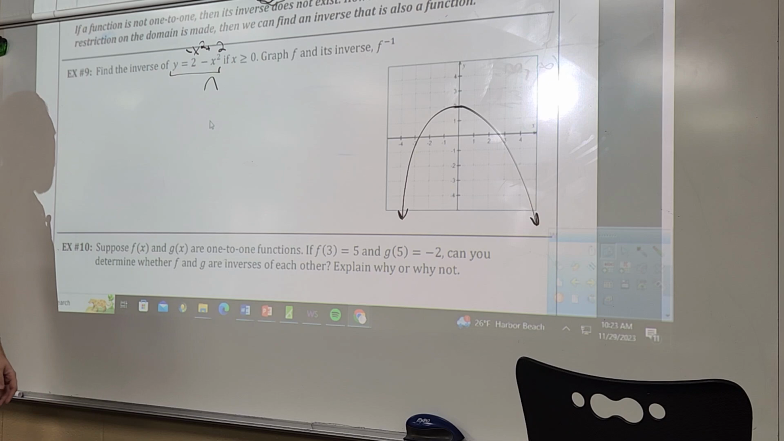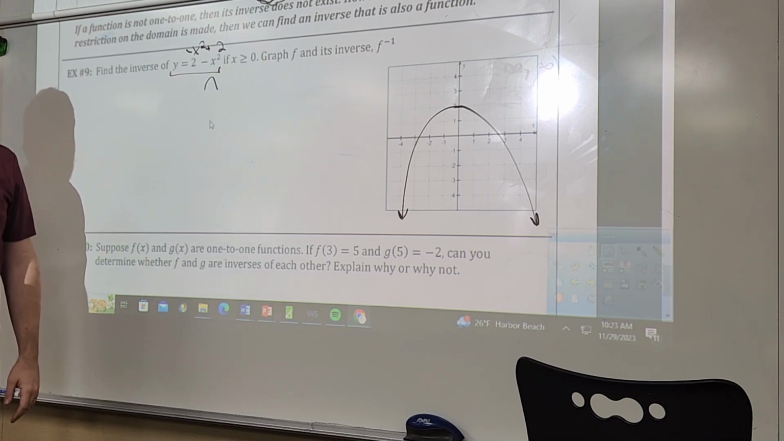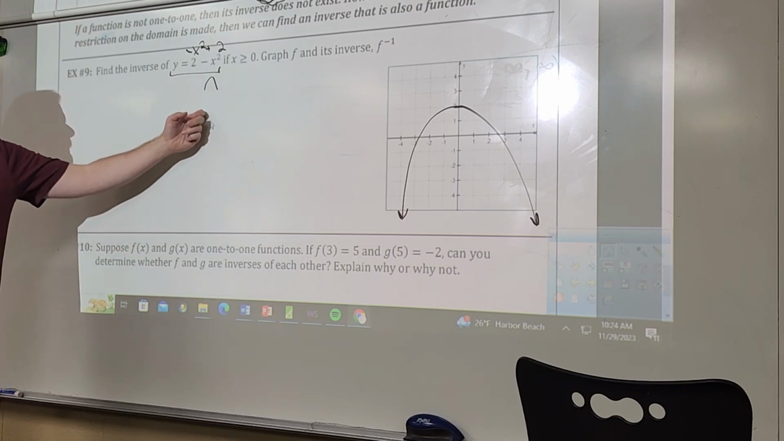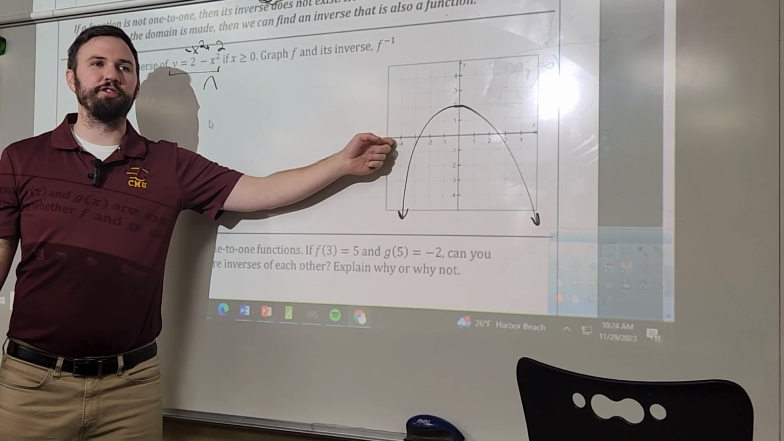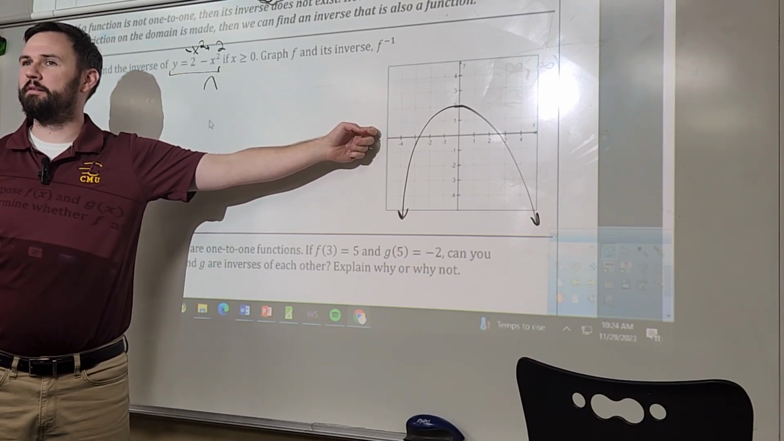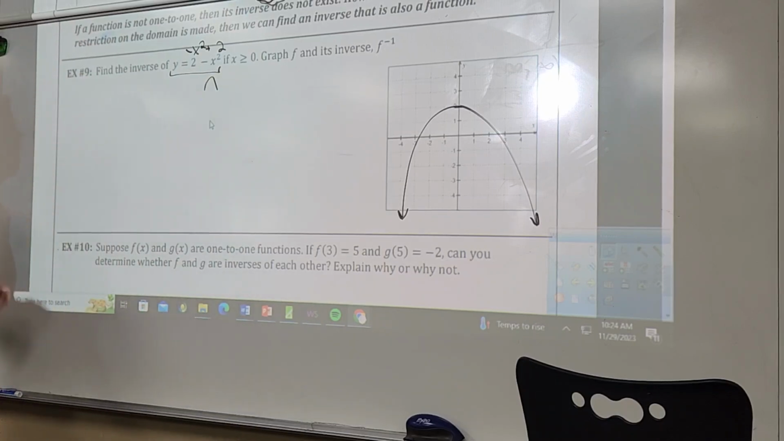I can't find the inverse of that, so what do? Cry? Divide by 2. If I find the domain and range of my original function, will that tell me how to limit my inverse? Yeah, let's find the domain and range of it.